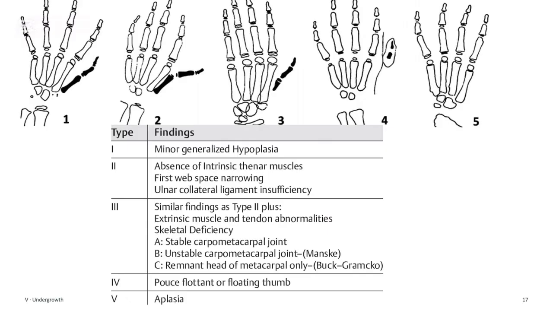Grade 1 is minor generalized hypoplasia. Grade 2 is absence of thenar muscles with first web space narrowing and collateral ligament insufficiency. Grade 3 is the same as grade 2 but with extrinsic and tendon abnormalities. You may find unstable carpometacarpal joint and remnants of the head of the metacarpal only. Grade 4, floating thumb. Grade 5, aplasia.